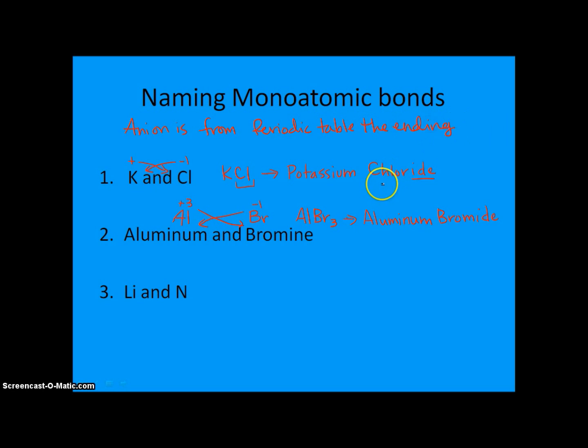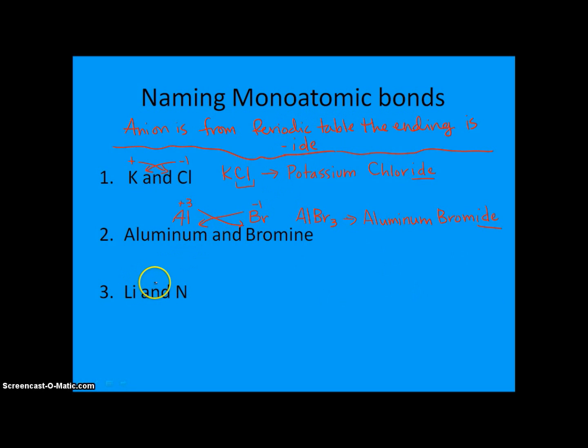And I think that even holds true in covalent bonding. Yeah, the ending is ide. That's always the case, alright? So make special note of that. Because there are polyatomic ions, we're not going to have this ide ending. They have special endings dealing with the number of oxygens they have. But if it's from the periodic table, we know the ending is ide.